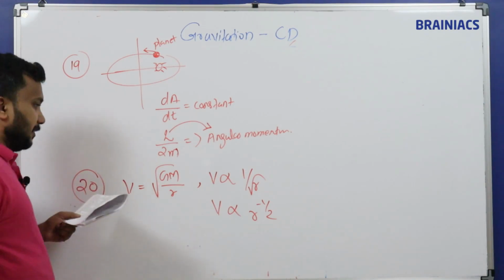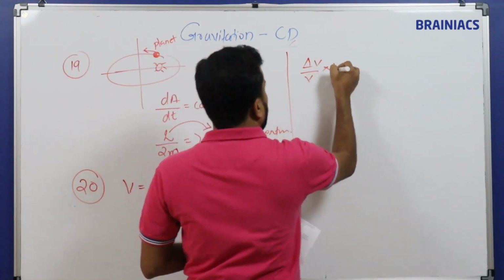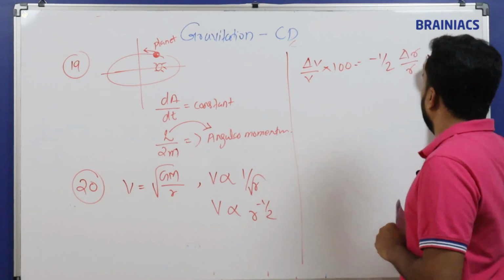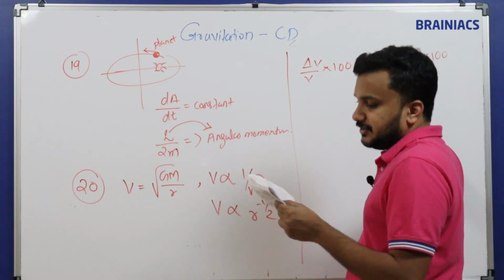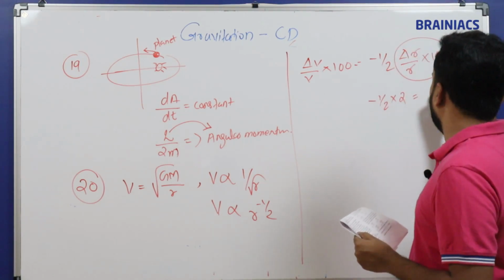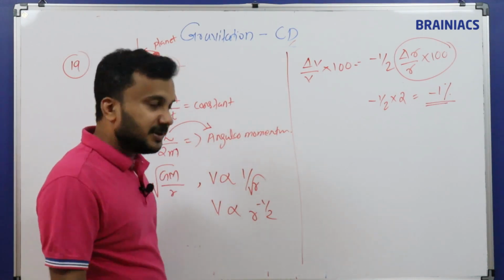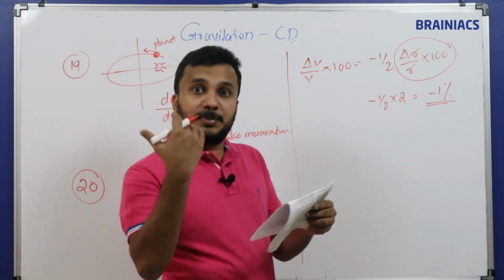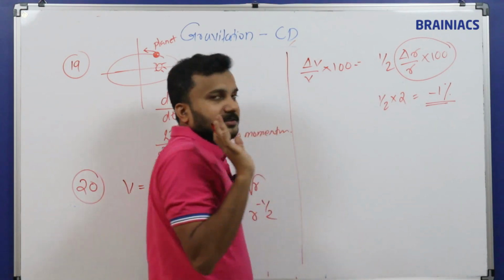Now it is comparable to the previous question with respect to the percentage error they are asking. So what we'll do: delta v divided by v into 100 is equal to minus 1 by 2 into delta r divided by r into 100. Here minus indicates decreasing, that is the only thing. If the radius is decreased by 2%, then minus 1 by 2 into 2. So what do you get? Minus 1%. What does this minus indicate? This r is reducing. They are giving 2% reducing, 2% coming down. So it doesn't matter if you put a plus or minus for us.